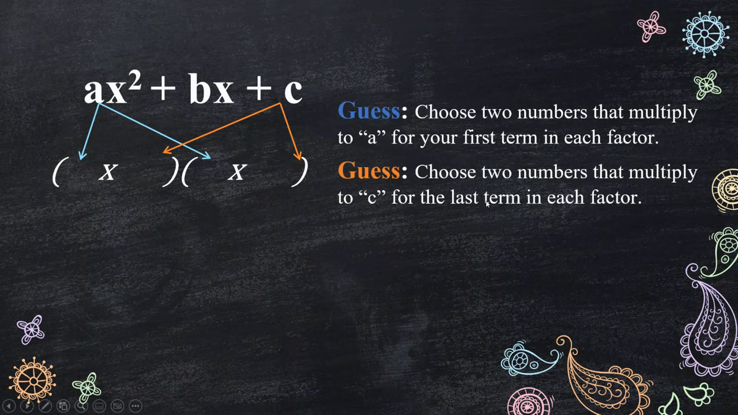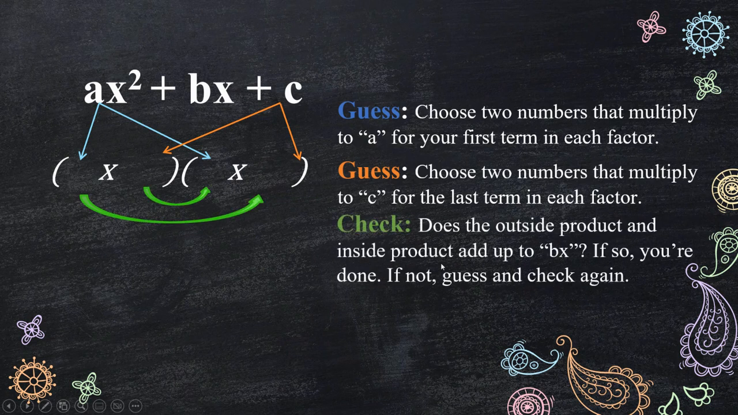So this diagram will help you. Now, for the check part, we want to check: does the outside product, again, product is when you multiply, does the outside product... Sorry, one sec, guys.